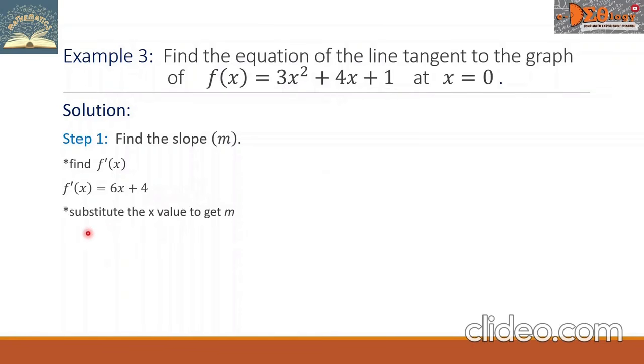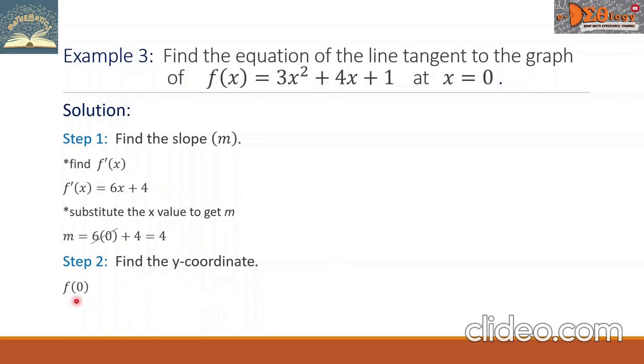Next, we're going to substitute the x value to get m. So m equals 6x becomes 6 times 0 plus 4. Remember that 0 here comes from the given value. Now we simplify further. 6 times 0 is 0, or simply we say that we cancel this. So m equals 4.